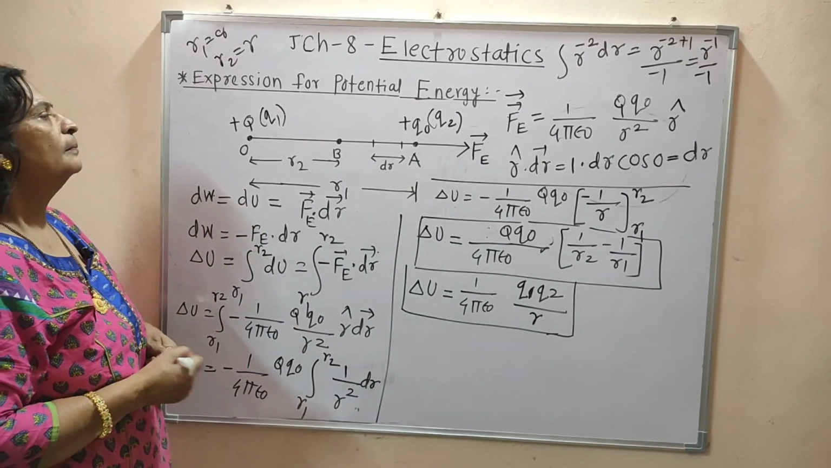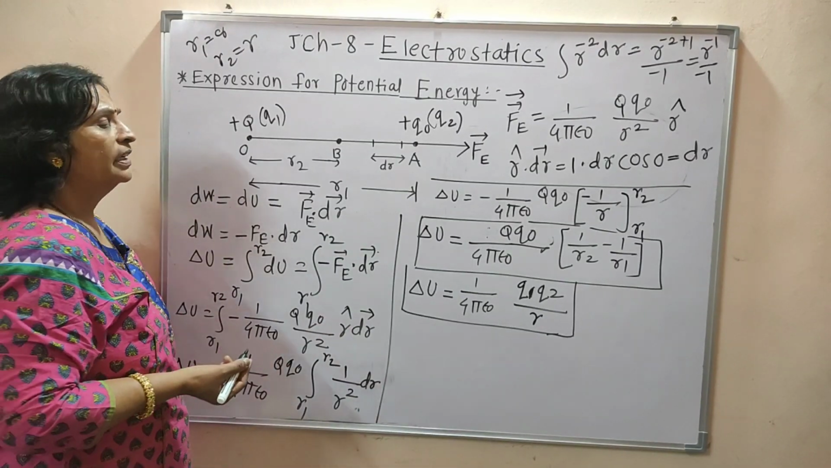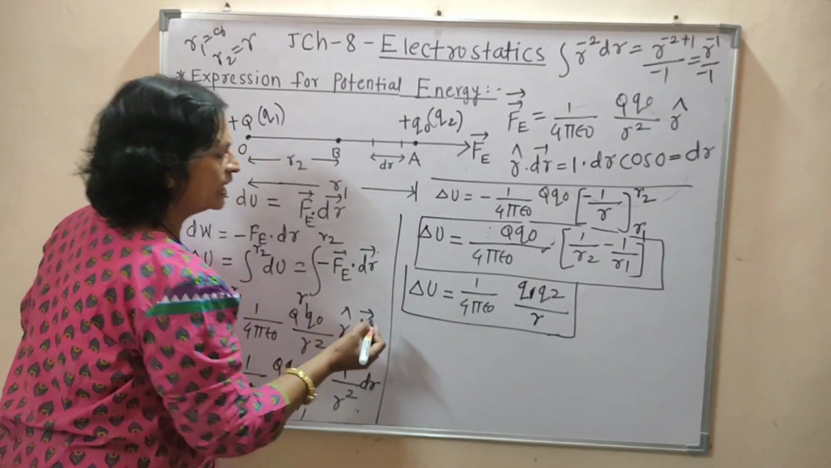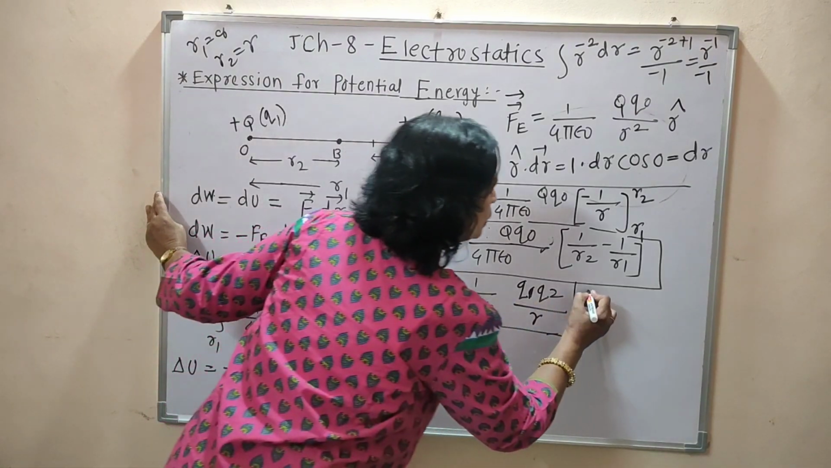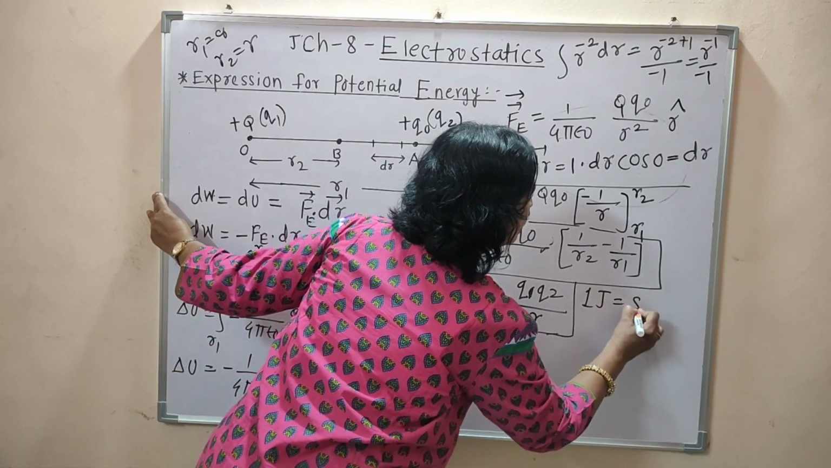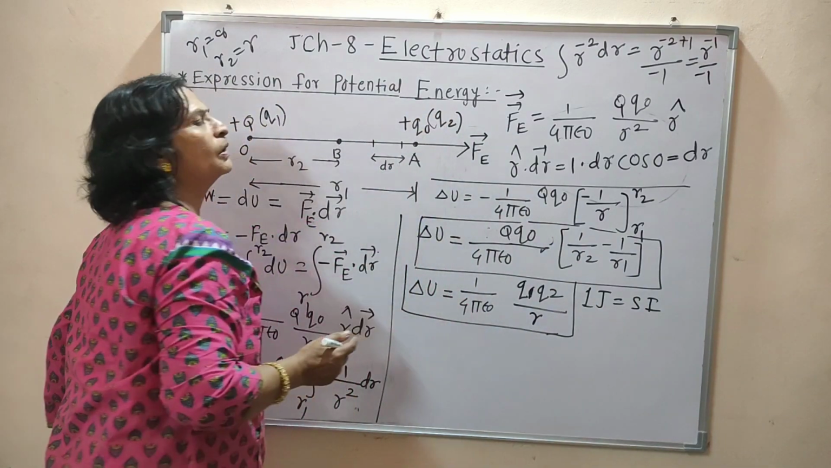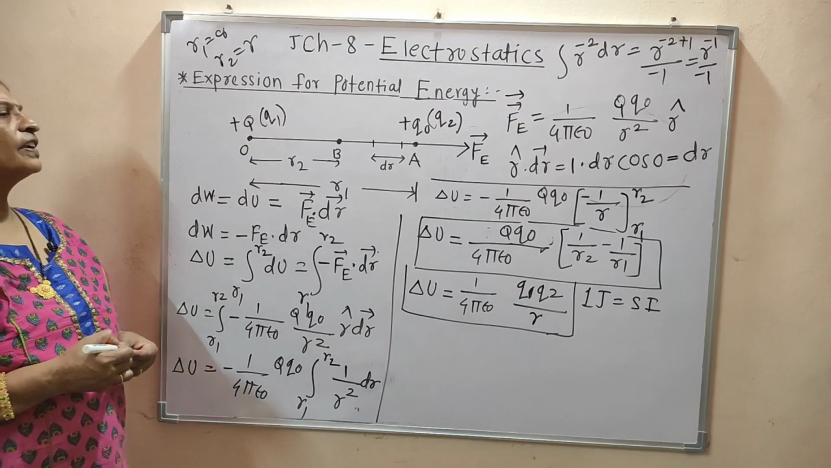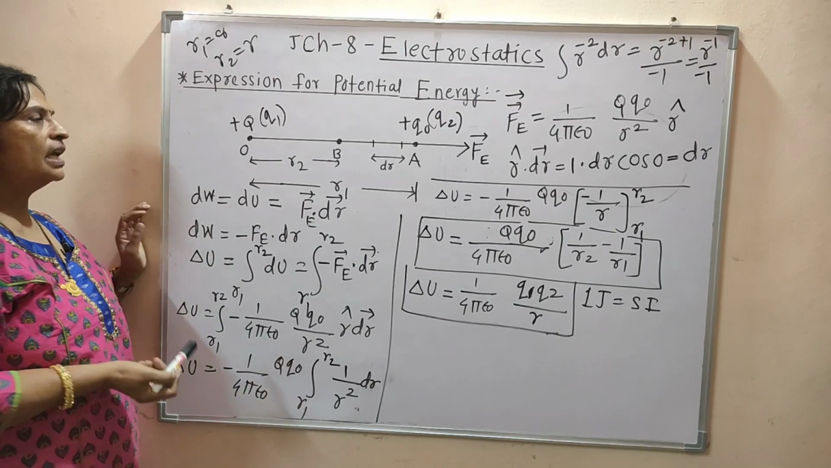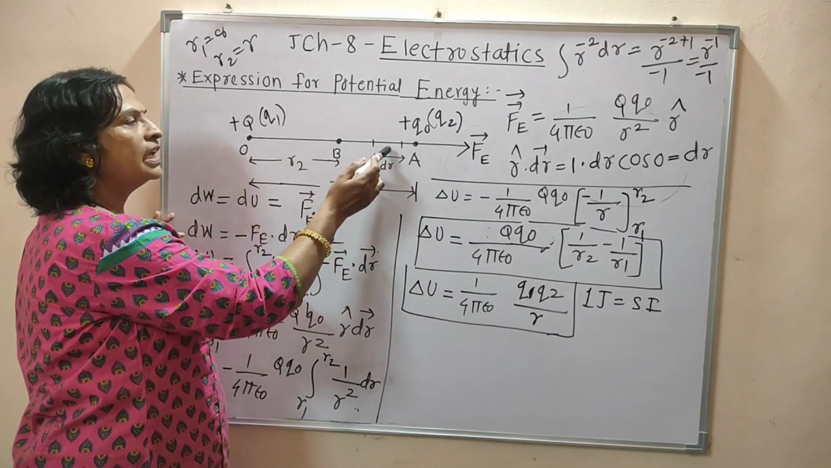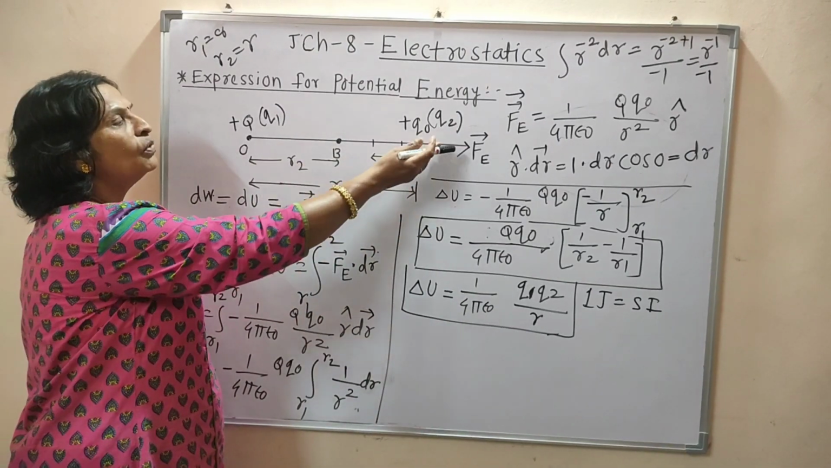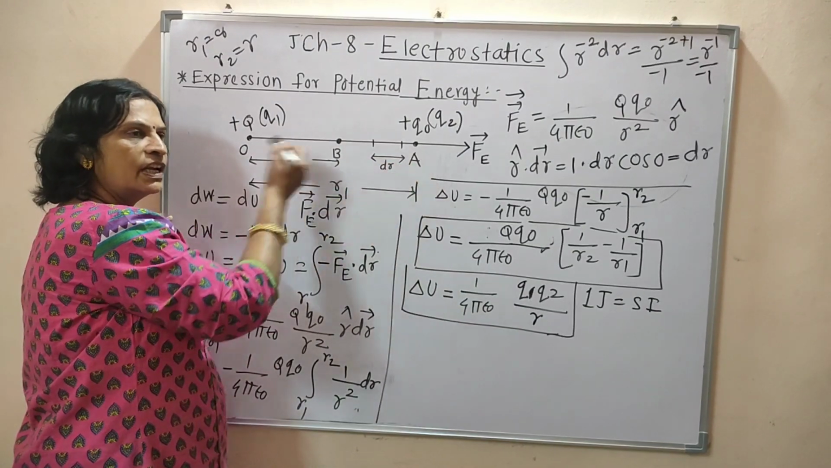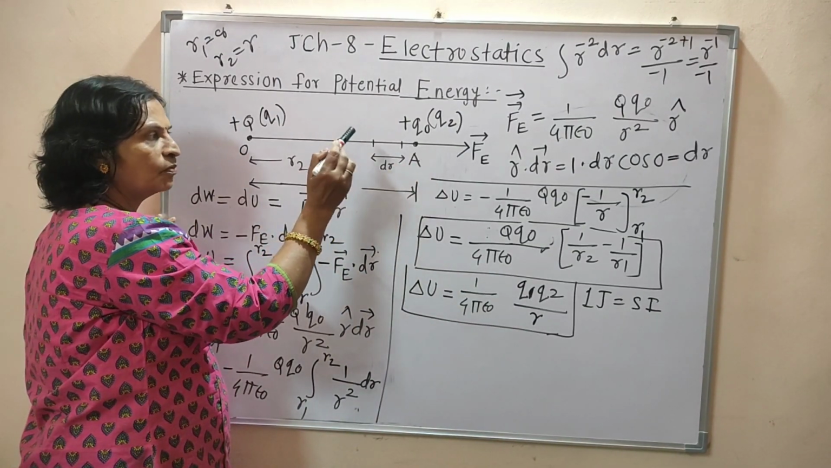Okay, then this is the definition. Then what is the unit? The SI unit of this electrostatic potential energy is joule. 1 joule is the SI unit of electrostatic potential energy. We have to define this 1 joule unit. What is the definition of 1 joule? 1 joule is the energy stored in moving a charge of 1 coulomb.